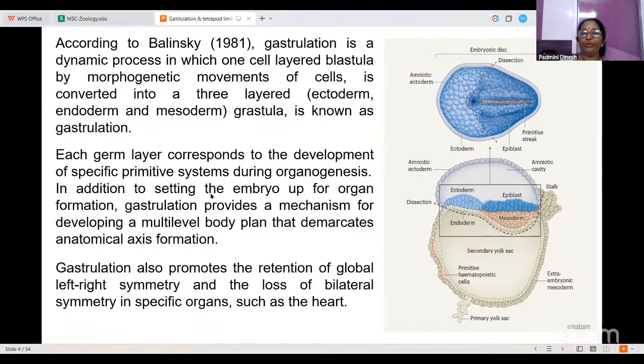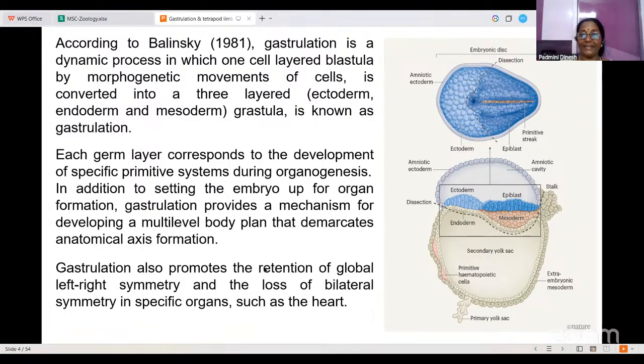And in addition to setting the embryo up for organ formation, gastrulation provides a mechanism for developing a multi-level body plan that demarcates the anatomical axis. So what is an anatomical axis? Anterior, posterior: the face is the anterior region, the tail is the posterior region, then the dorsal region and ventral region. So these are the axes of the body, and these axes are formed because of gastrulation. If this was not there, then definitely the organism would go for a toss. You will not have a proper development of organs.